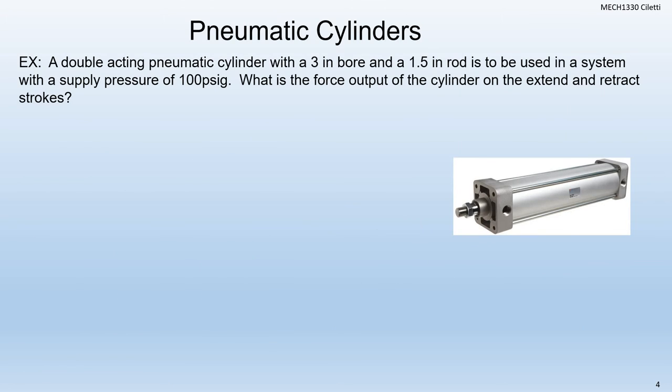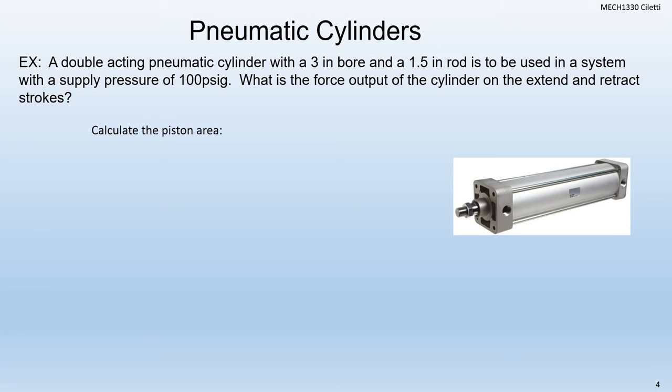So let's take a look. We've got a double-acting pneumatic cylinder with a 3-inch bore and a 1.5-inch rod, to be used in a system with a supply of 100 psi gauge. What's the output force of the cylinder on the extend and retract? We did a million of these in earlier chapters with hydraulics. Same thing, for the most part, although we just have to do some other pressure calculations.